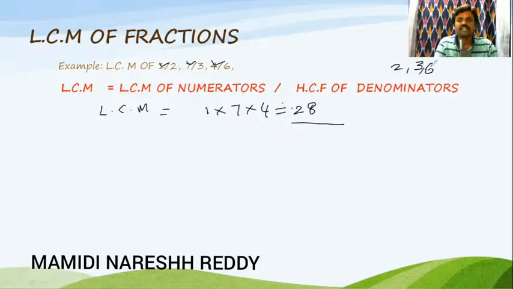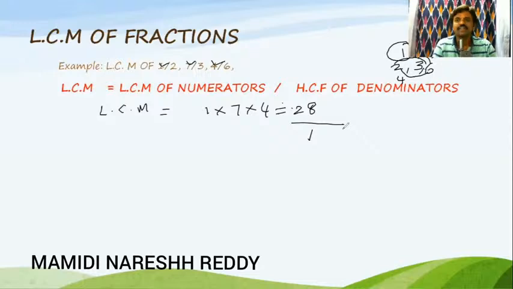I already told you we need to take differences. 3 minus 2 is equal to 1, 6 minus 3 is equal to 3, and 6 minus 2 is equal to 4. The least difference is 1. That's why the final answer is 1. So the HCF of the denominators is 1.